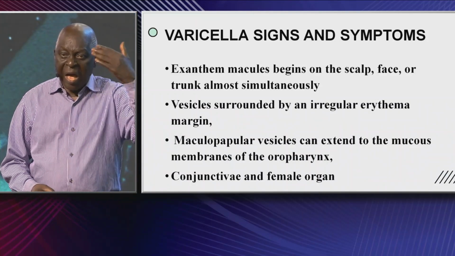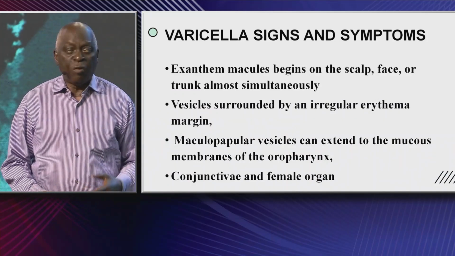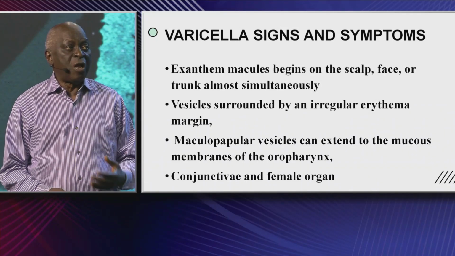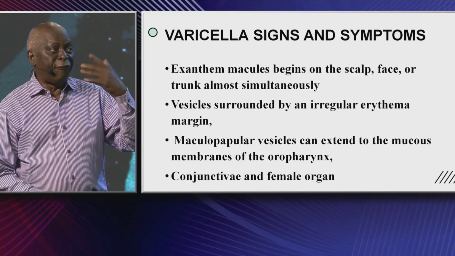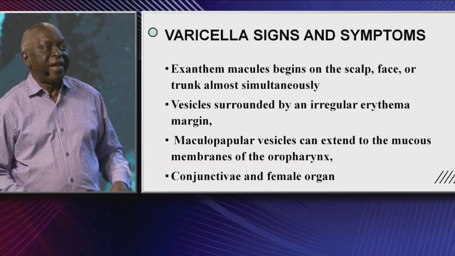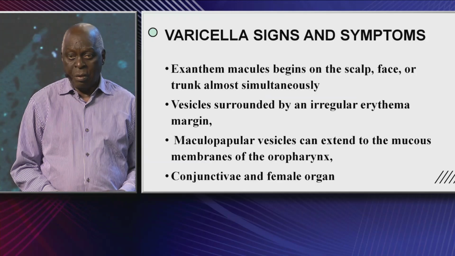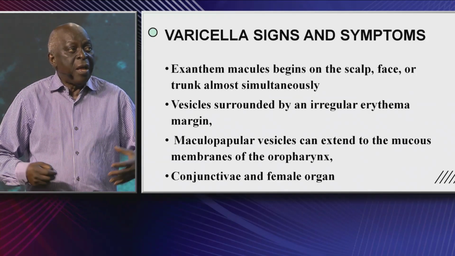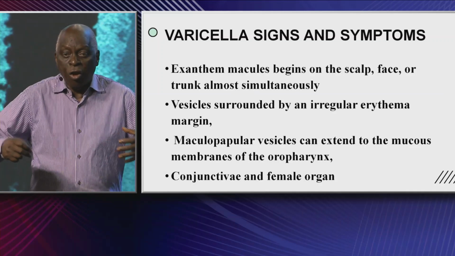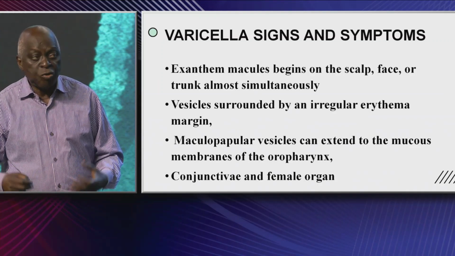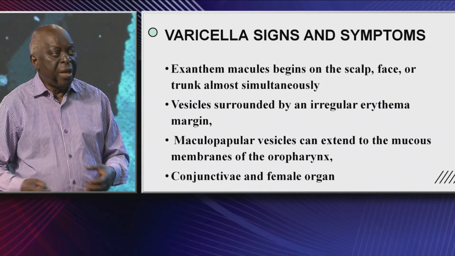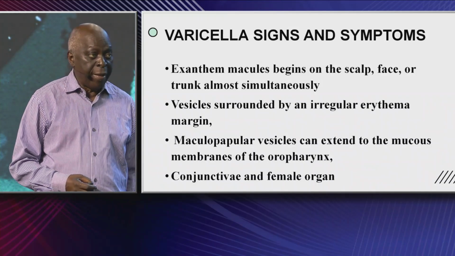Measles appears little by little, but with chickenpox, there is spontaneous appearance of exanthema maculis, which begins at the scalp, then the face and the trunk almost simultaneously. Vesicles are surrounded by an irregular erythema margin. And inside the maculopapular vesicles, there are a lot of the viruses. So it can also be the source of infection.